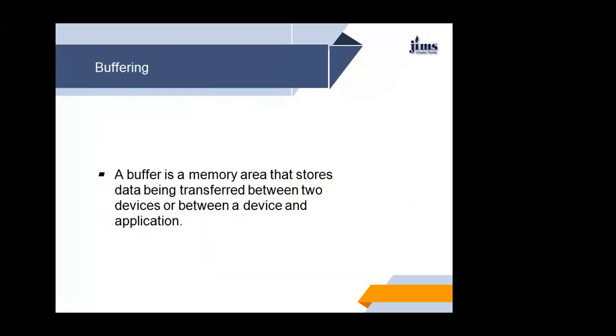There is one more term called buffering. A buffer is a memory area that stores data being transferred between two devices or between a device and an application. So buffering uses a memory area that stores data being transferred either between two devices or between a device and an application.